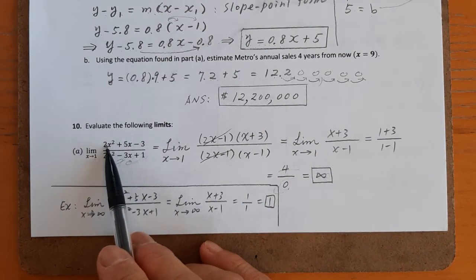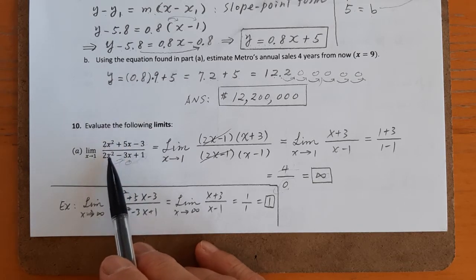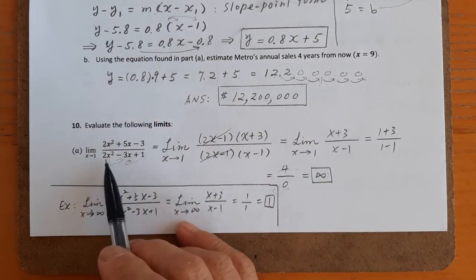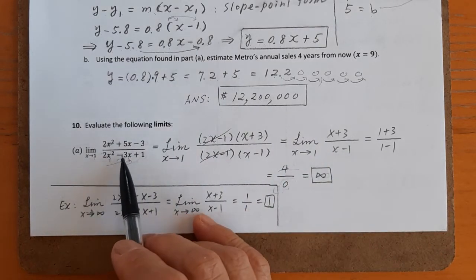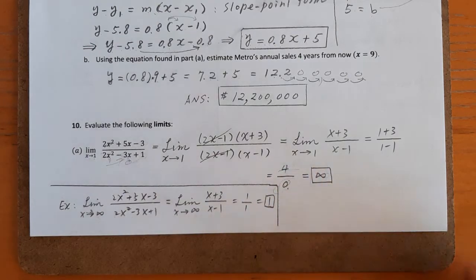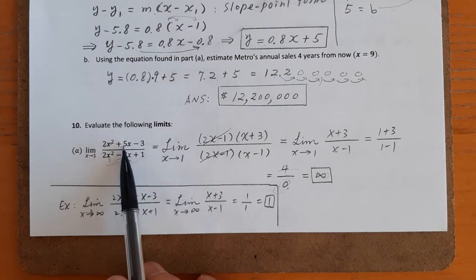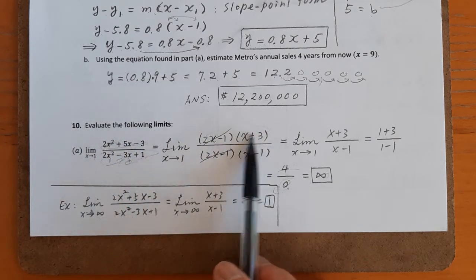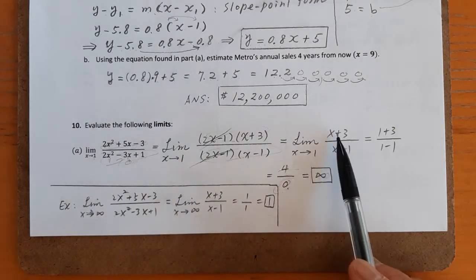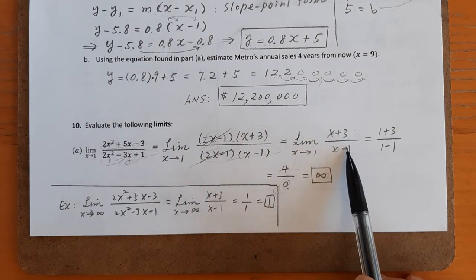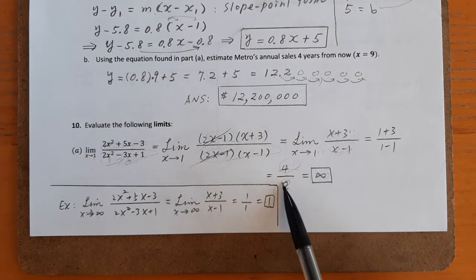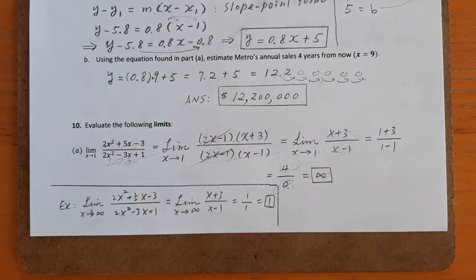You can directly plug in 1. In the numerator, 2 plus 5 minus 3 is 4. And plug 1 into the denominator: 2 minus 3 plus 1 is 0. Divided, it is infinite. And since you can factor it, factor it and cancel the common factor. After the factor is canceled, get x plus 3 over x minus 1. Then you plug in and still get 4, and 1 plugged in still gives 0, and 4 over 0 is infinite.